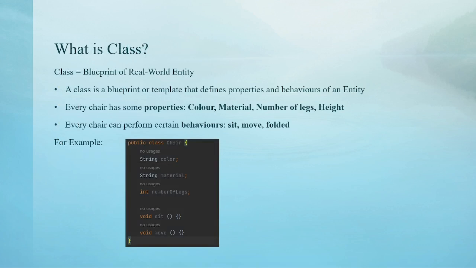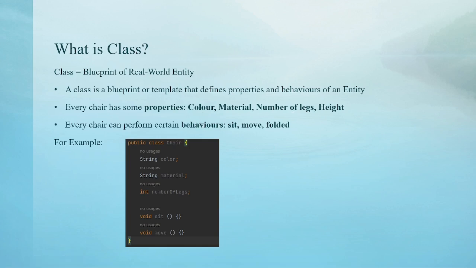Then what is a class? We can define the class as a blueprint or a template of the real world entity. It has two things. The first one is a property and the second one is a behavior. Properties are also called data or attributes. Behaviors are also called methods or actions.